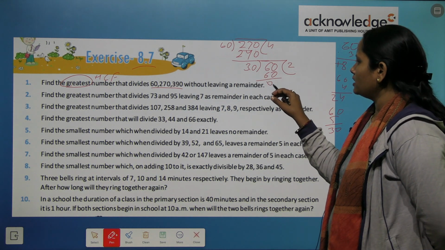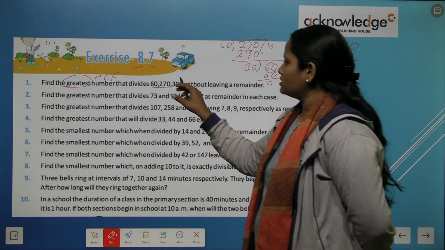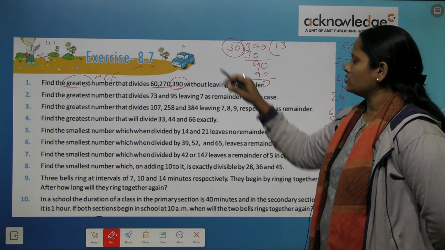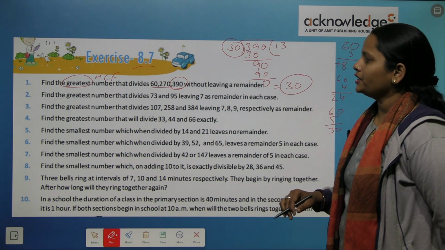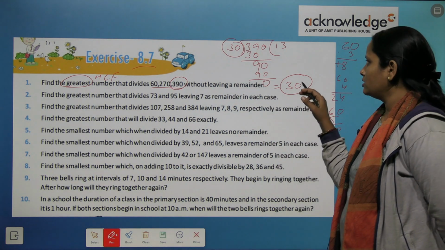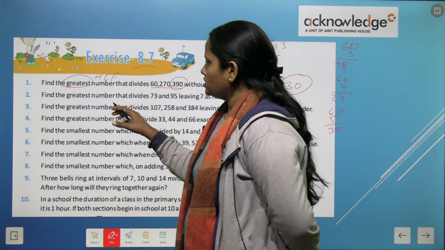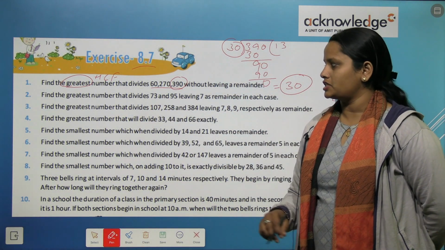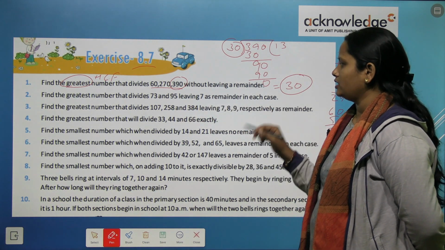It's divisible by 30. Now let's divide this 390 by 60. So here children, the greatest number that divides these numbers without leaving a remainder is 30. Similarly, you have to do the next question here. You have to find the greatest number that divides these numbers, leaving 7 as remainder in each case.